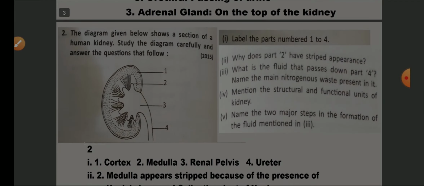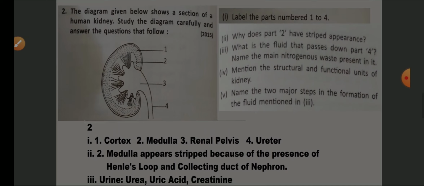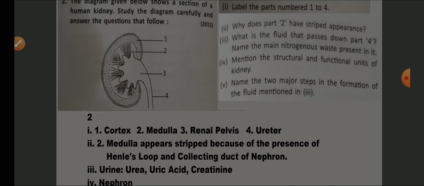Question number 2. The diagram given below shows the section of a human kidney. Study the diagram carefully and answer the following questions. Label parts 1, 2, 3, 4. Why does part 2 appear striped? What is the fluid that passes down part 4? Name the nitrogenous waste materials present in it. Mention the structural and functional unit of the kidney and name the 2 major steps in the formation of fluid in number 3.